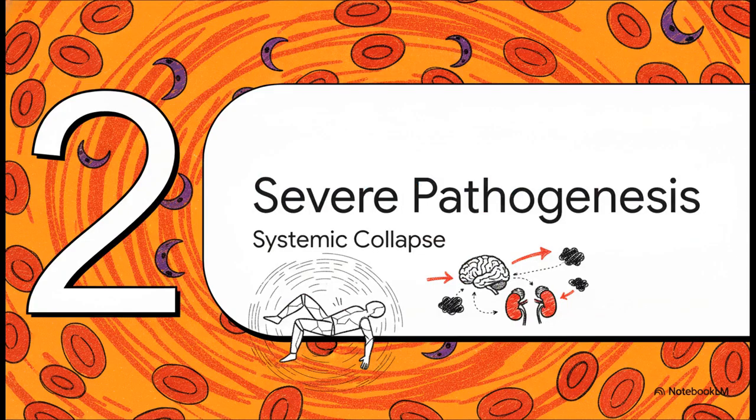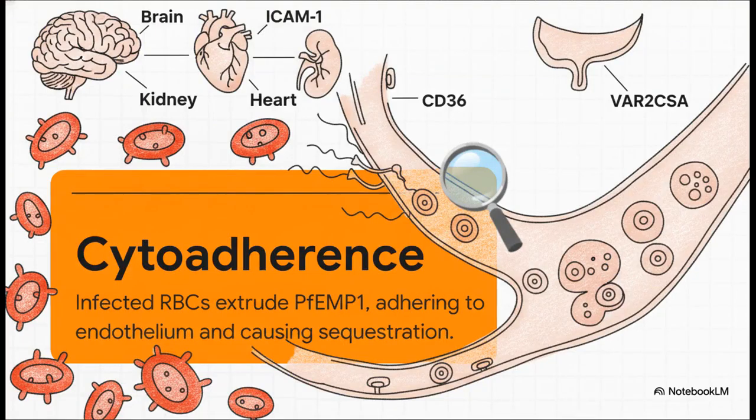Moving right along to part 2, severe falciparum pathogenesis. So, let's look at the true danger of falciparum, which is cytoadherence. After invading a red blood cell, the parasite creates these little knobs on the cell's surface. These knobs extrude an antigen called PfEMP1, and you can think of it like biological superglue. It binds to ICAM-1 in the brain, CD36 in most of your organs, and VAR2CSA in the placenta. This makes the infected cell stick directly to the blood vessel walls, a process called sequestration.